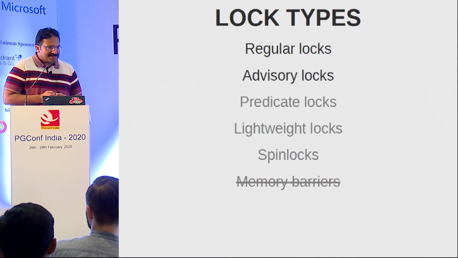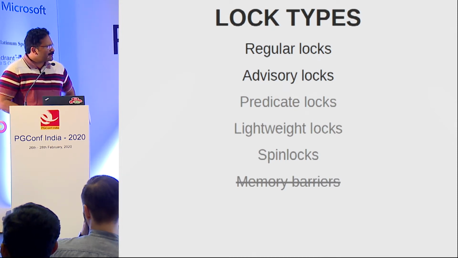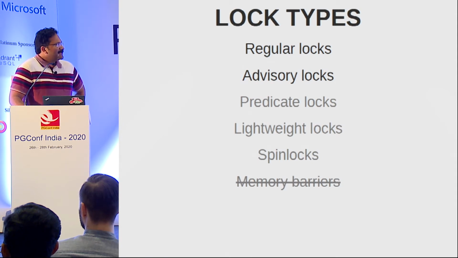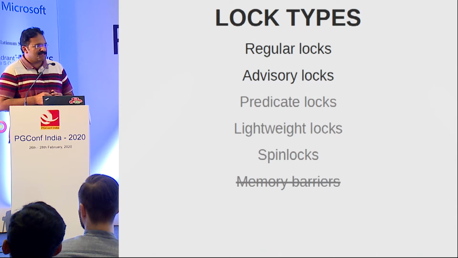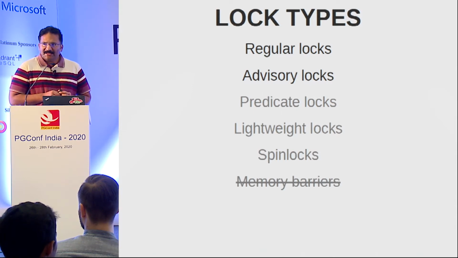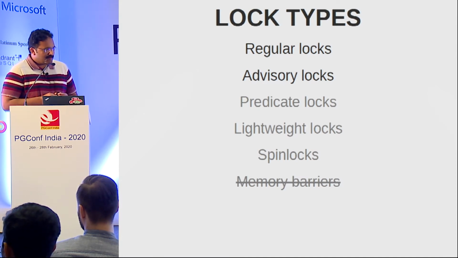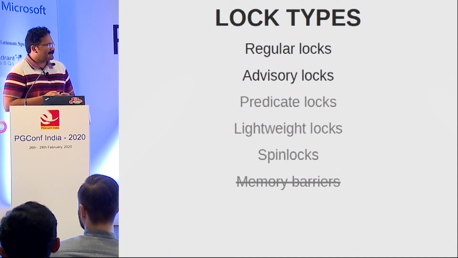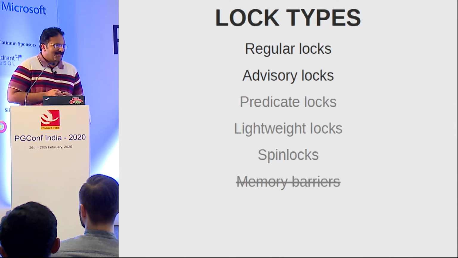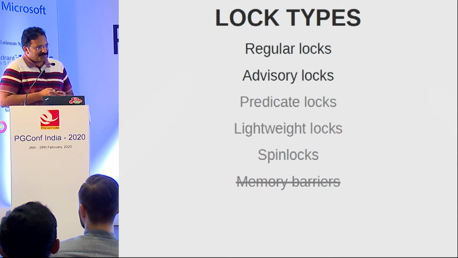So now we look at the lock types in Postgres. I'm not sure if the different colors are really visible, but this talk is focused mostly on regular locks. There are also something called advisory locks, which Postgres makes available to applications to use. And then there are several other locking mechanisms which are used internally by Postgres. I have a few slides about those. If time permits, I might go into a bit more detail about that. And poor old memory barriers get struck off because they're not really locks.